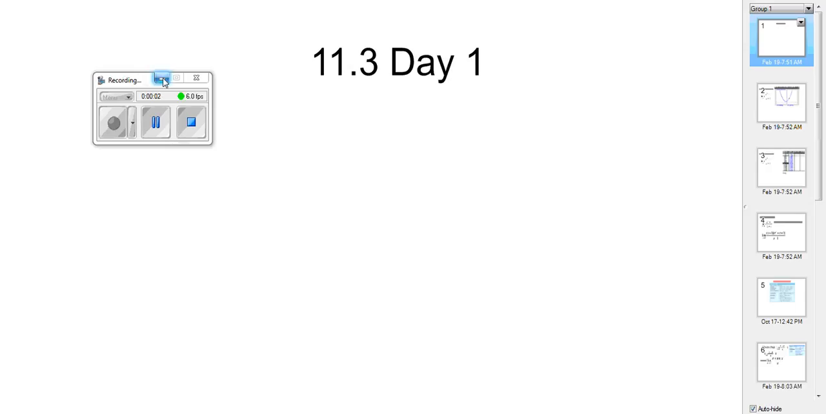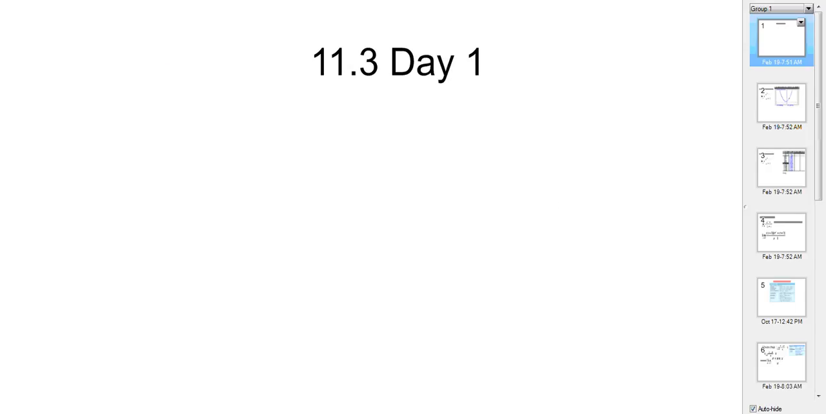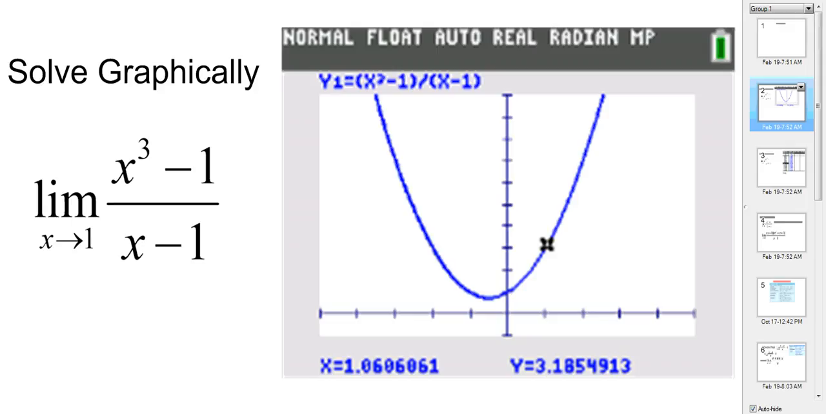All right, moving on. In this lesson, we are going to work a little bit more with limits, okay? So first of all, we're going to solve some limits graphically, numerically, and algebraically. So here's one limit that I want you to be able to find. It's the limit as x approaches 1 of the function x cubed minus 1 over x minus 1.